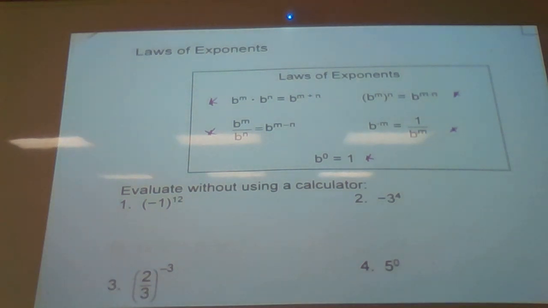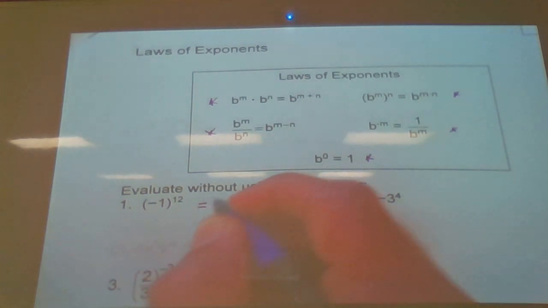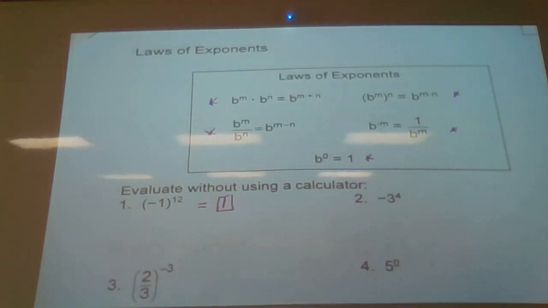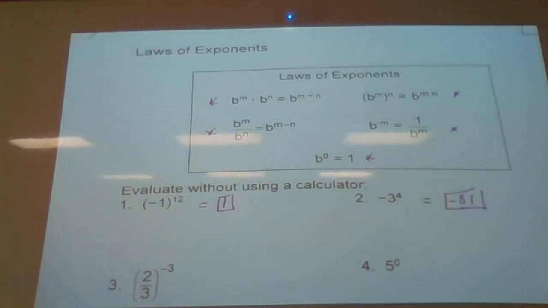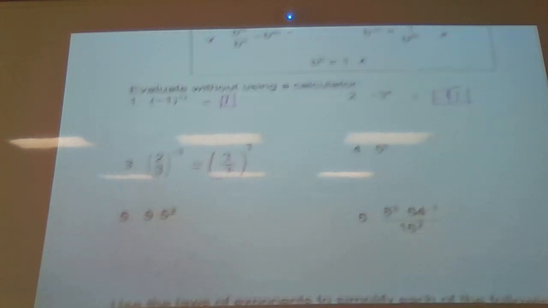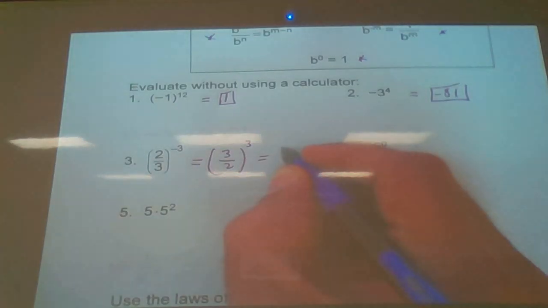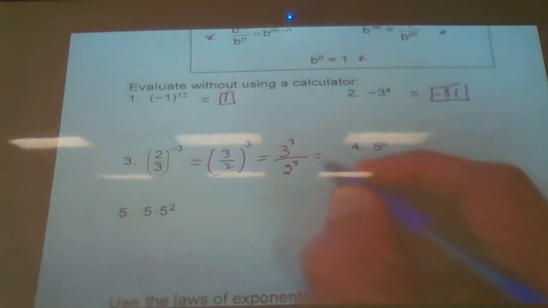If you look at question one, it says evaluate using a calculator. So that's fine. You can put it on the calculator and find the answers for some of these. I'm going to do some of them algebraically. Like this one, if you don't have a calculator and you see a negative exponent, we're going to flip this and make it a positive exponent. Then we're going to use the power rule to break this up. This is 3 to the 3 divided by 2 to the 3. Now I can do these numbers, which is 27 over 8.